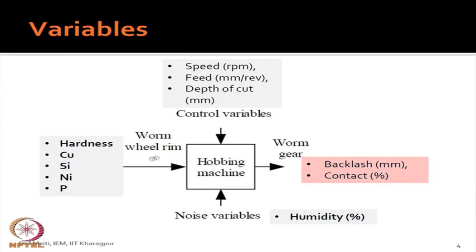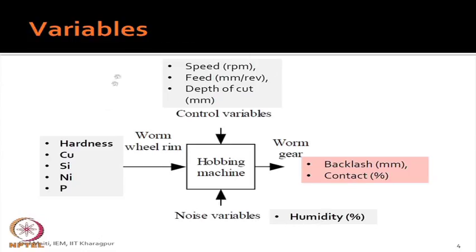So, what I mean to say is that the worm wheel as an input to this hobbing machine has certain quality features. These are known as input quality, and these input quality variables are measured through hardness, copper, silicon, nickel, phosphorus with appropriate units of measurement. Now, this hobbing machine, as I told you, will cut the gear teeth. It has certain process parameters which are given here: speed in RPM, feed in millimeter per revolution, depth of cut in millimeter. These are the variables which can be controlled by the operators. Now, there are noise variables, for example, humidity percentage, and also ambient temperature, that could be a noise variable.